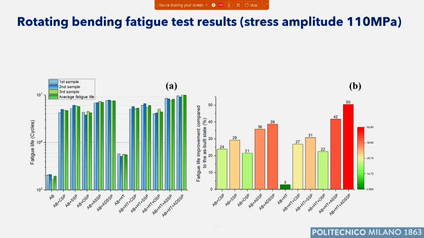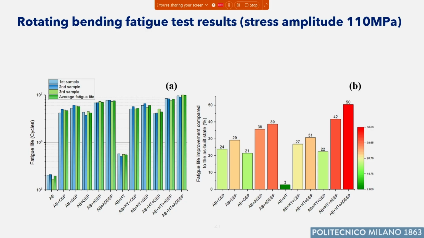And this is also confirmed by the tests performed on the samples that were also subjected to the thermal treatment. In the graph on the right side of the slide, we can see the fatigue life improvement compared to the as-built state, in percentage. Also in this case, we see that ascending descending is the treatment that is able to give the best result.